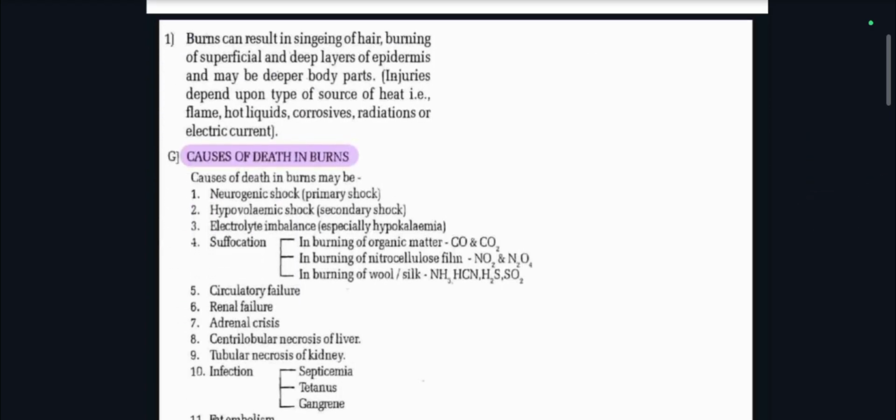Few more points about burns. Burns can result in singeing of hair, burning of superficial and deep layers of epidermis, and maybe deeper body parts. Injuries depend upon type of source of heat, that is flame, hot liquids, corrosives, radiations or electric current.